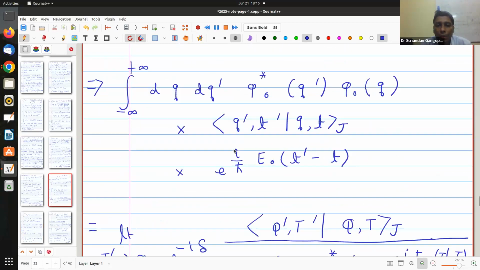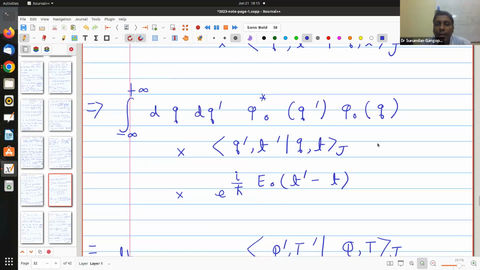But the question is, what is the left hand side? The left hand side, if you look at carefully, it is basically the expectation value, or the vacuum to vacuum transition. So this was the transition amplitude, right? This was QT with Q prime T prime in the presence of an external source. This is the vacuum to vacuum transition amplitude. Why vacuum to vacuum? Because this is like an expectation value.